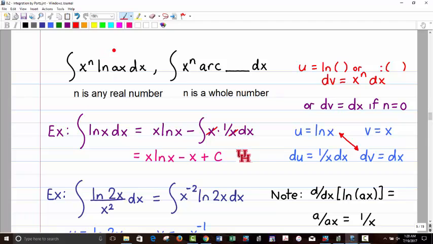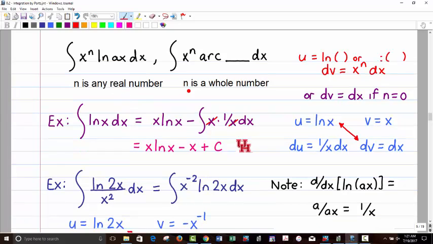Now let's look at combining x with ln. Now this time n can be any real number, so we could actually integrate for this one, for ln. But here n has to be a whole number.